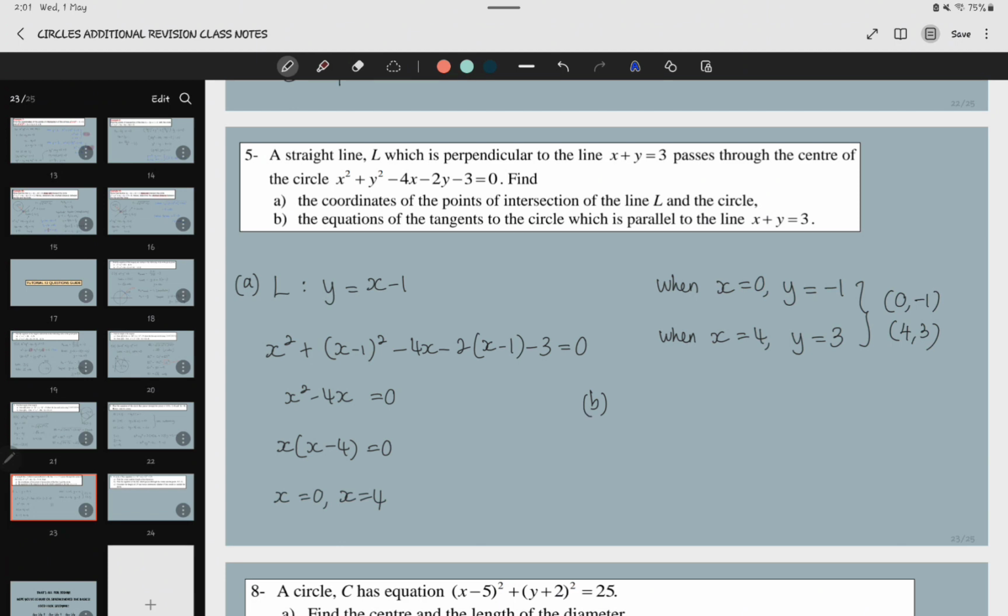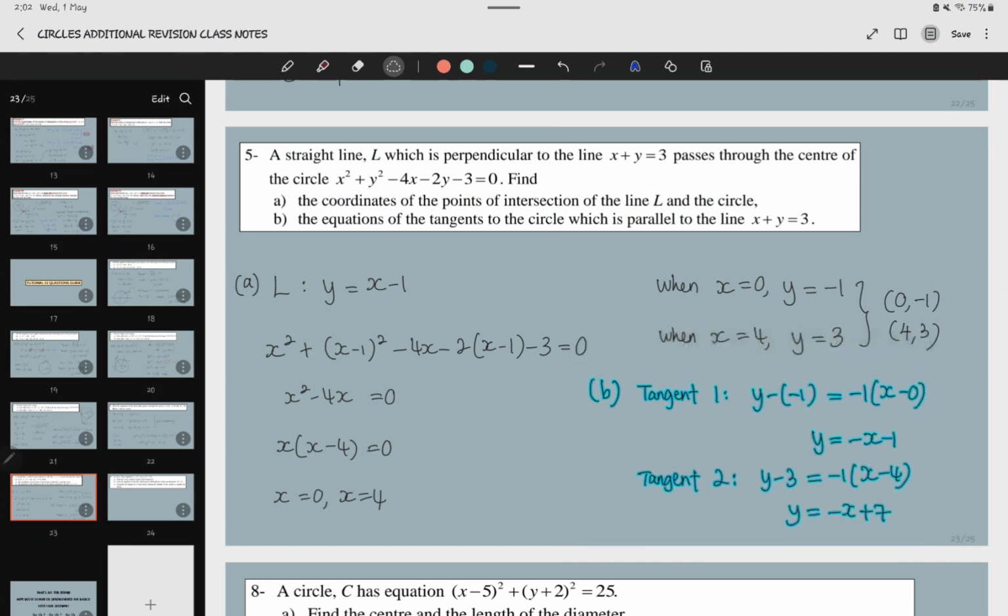For B, the equations of the tangents parallel to x plus y. Parallel means they have the same gradient, so you don't have to think much. You have 2 points just now. For the first tangent, we take one of the points: y minus negative 1 equals negative 1 times (x minus 0). So y equals negative x minus 1. This is the first tangent. For tangent 2, y minus 3 equals negative 1 times (x minus 4). So you will get y equals negative x plus 7. These 2 are your tangents.